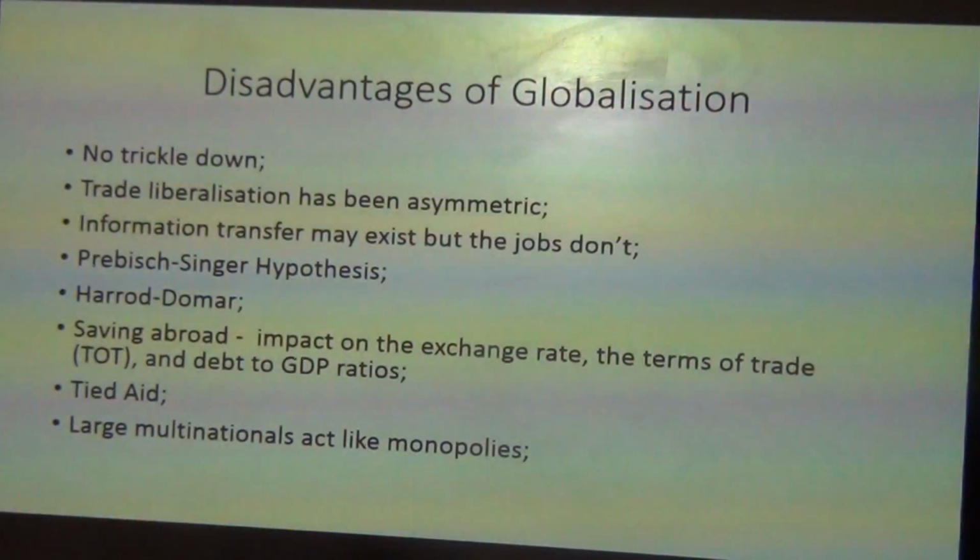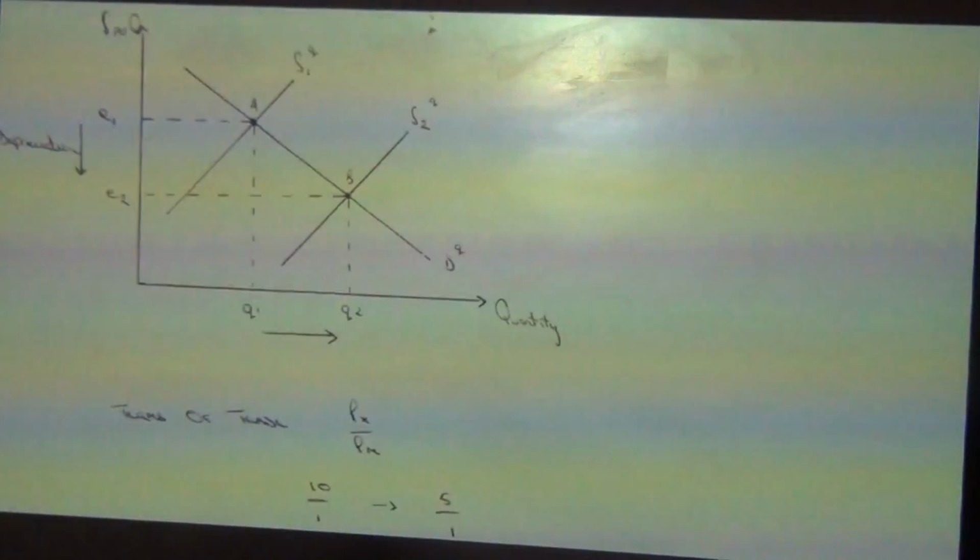Next point. Some authors would argue that perhaps it would be advantageous for developing nations to try to save a little bit of money and save that money abroad. Generally speaking, they want to maybe sell their own currency and buy a stronger one, such as the US dollar. Well, let's just consider that for a moment.